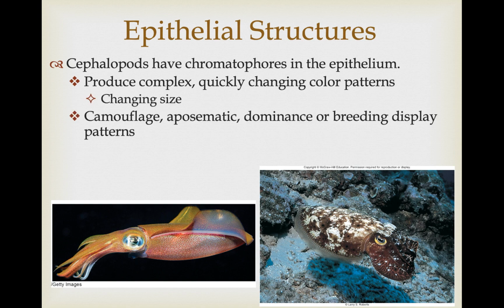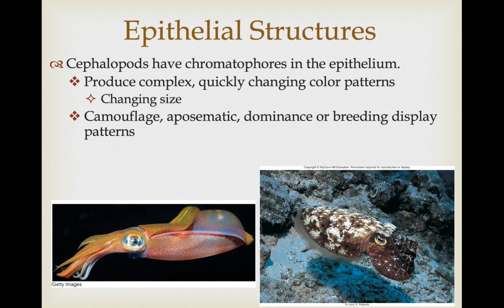Some of the patterns that they can produce are camouflage, so they can basically blend into the background. In other cases, they can make aposematic colors, so warning colors, saying you better stay away because I'm dangerous, or I taste bad, or I could bite you and inject some venom. We'll talk about the blue-ringed octopus, which is highly venomous.